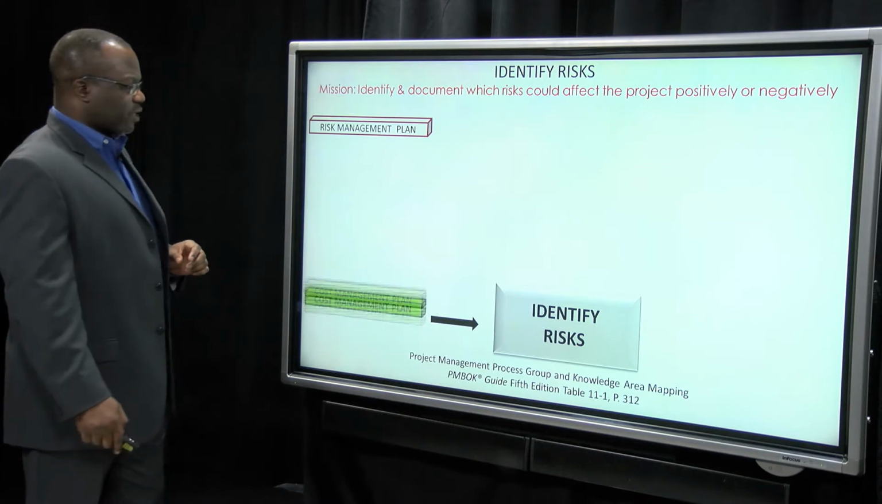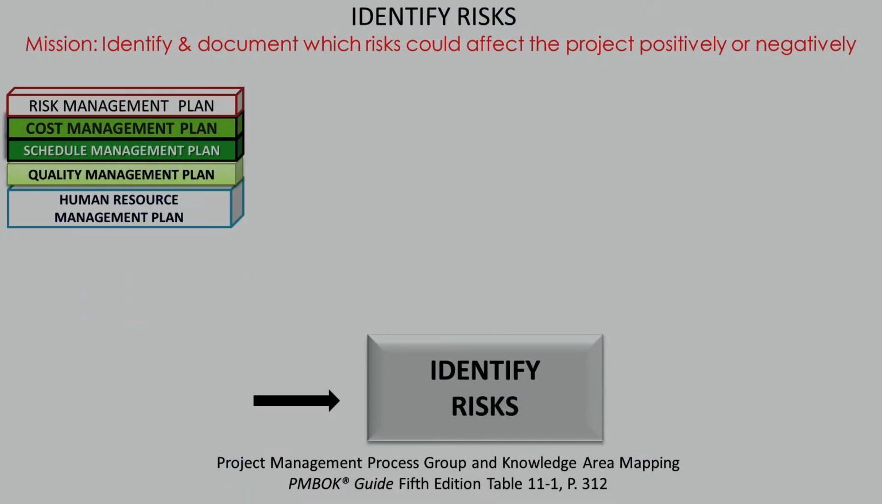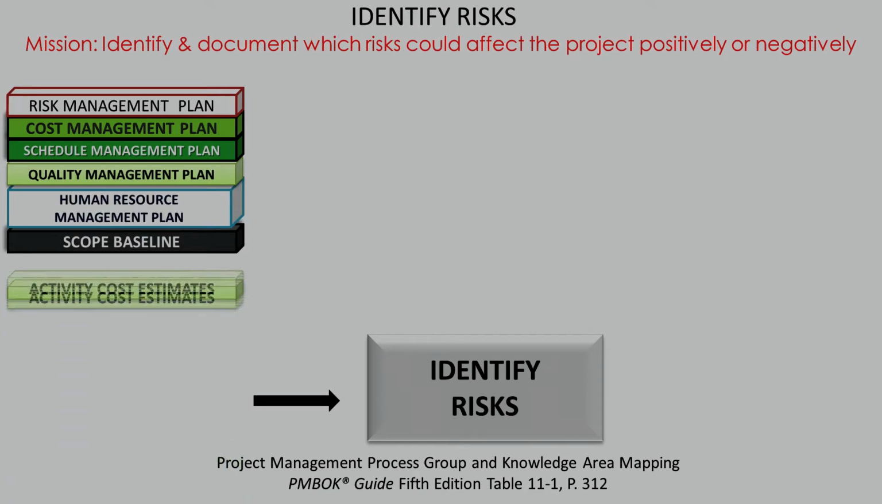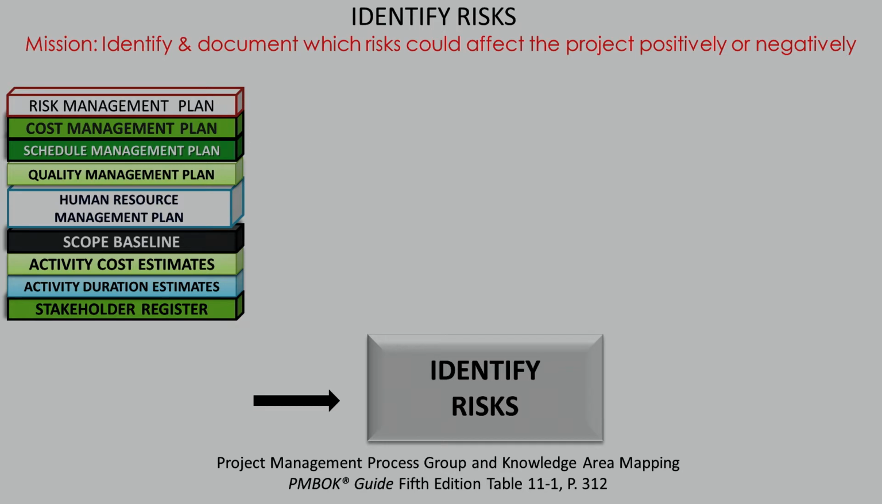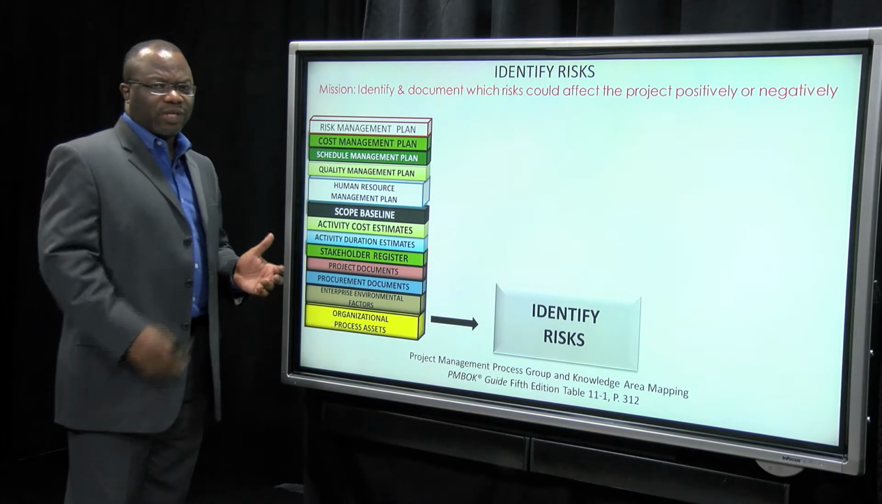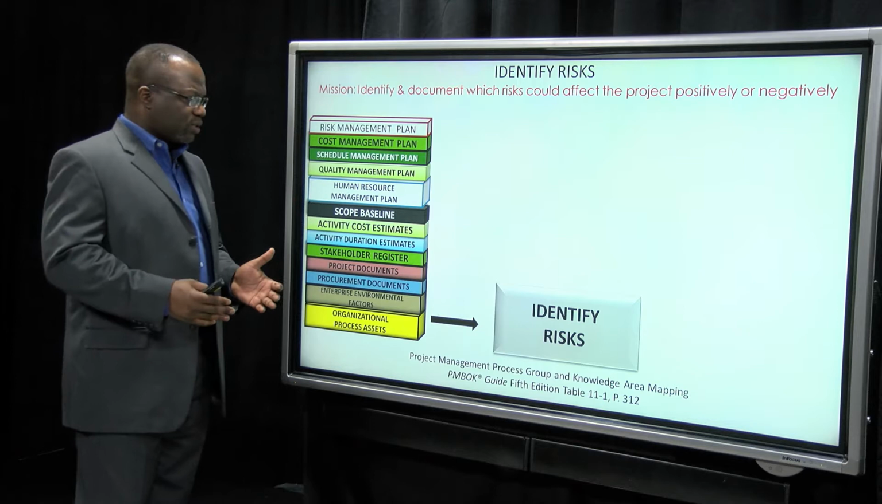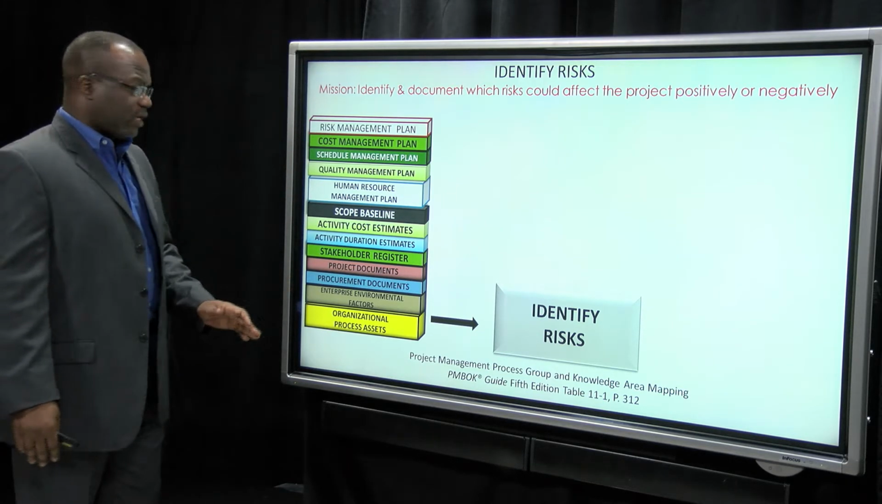Risk management plan, cost management plan, schedule management plan, quality management plan, human resource management plan, scope baseline, activity cost estimates, activity duration estimates, stakeholder register, project documents, procurement documents, EEFs, and OPAs. What a laundry list of inputs. Oh my goodness. What on earth are we going to do with all of these?